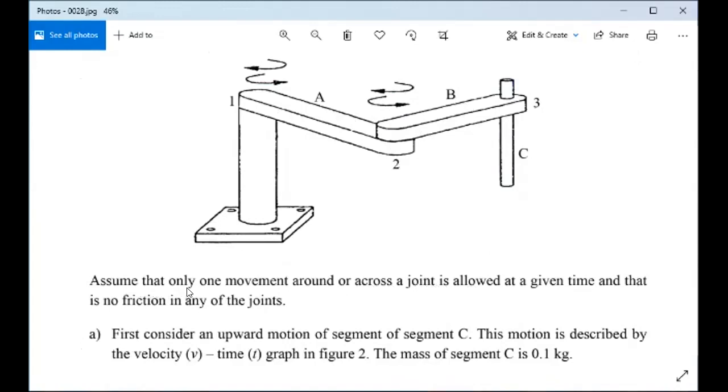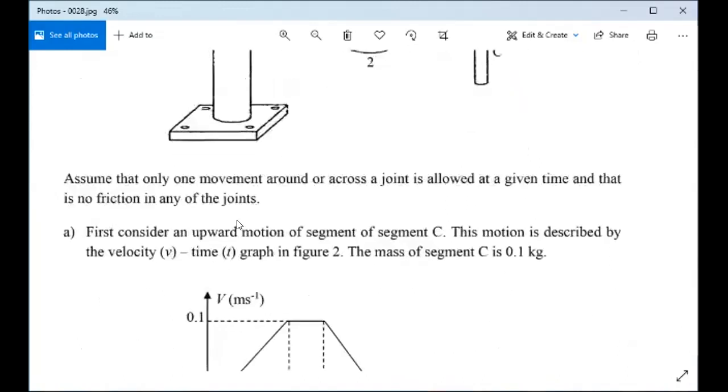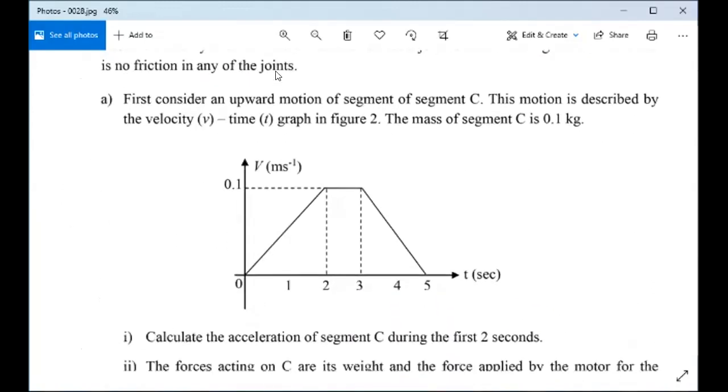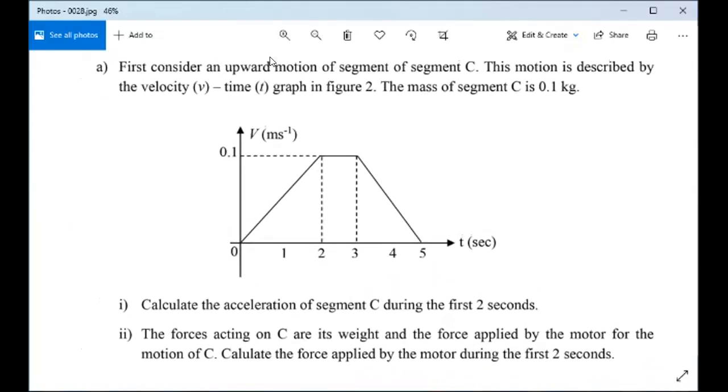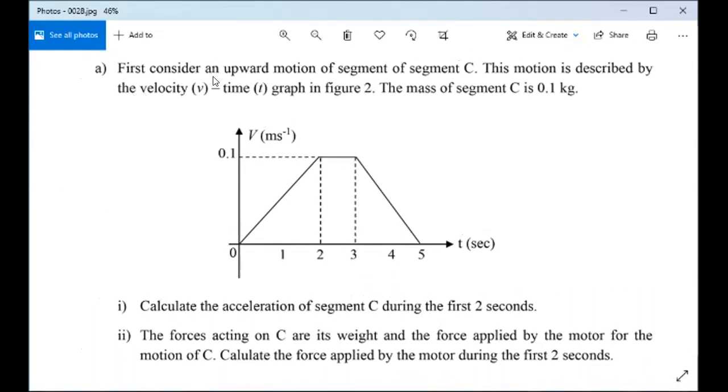Assume that only one movement around a joint is allowed at a given time. One movement at a time. And there is no friction in any of the joints. Simple. A, first, consider upward motion of the segment C.